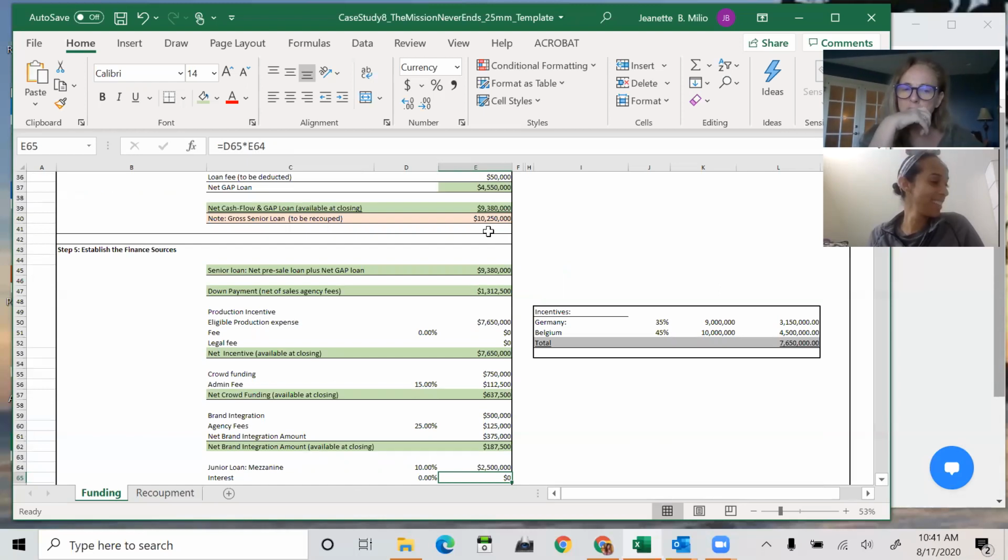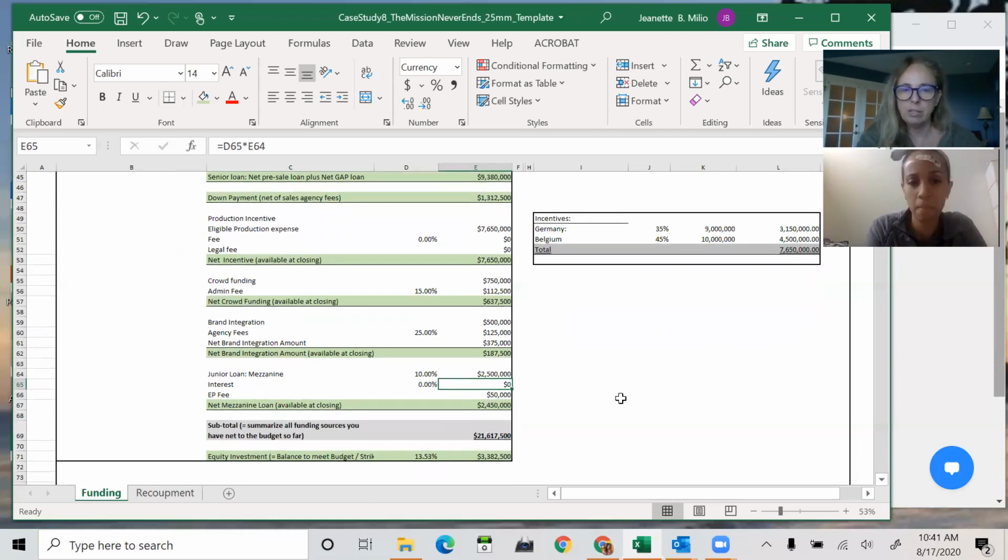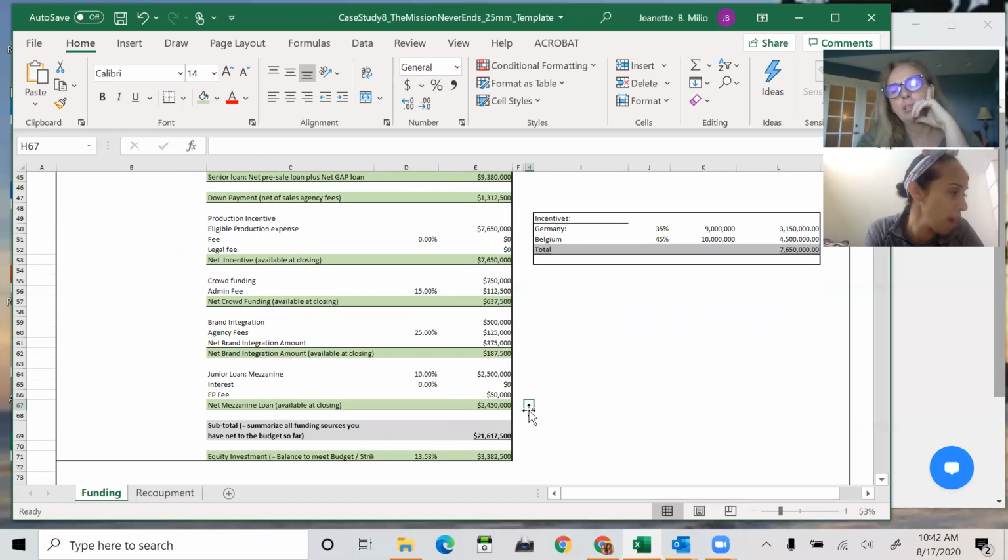Are we paying any interest with it? Yeah, we have a mezzanine lender providing 10% of the production cost, and then 50,000 EP fee payable upfront is what you put in the case study. Is there an interest mentioned? It says 15% premium is charged on the investment. No interest is charged. No back end is charged. Okay, so we're not having 15% premium. No interest. The premium comes when we do recoupment.